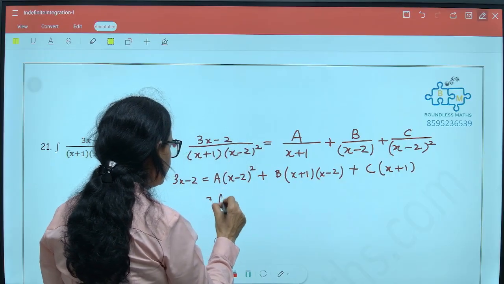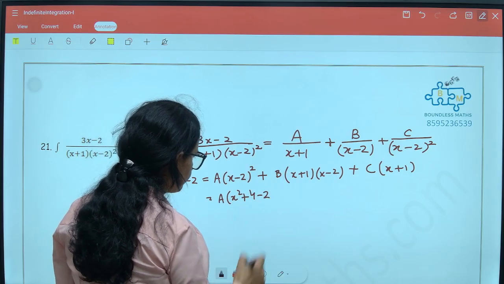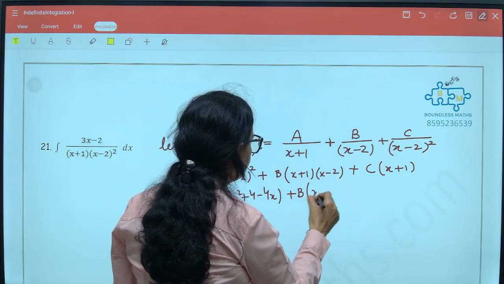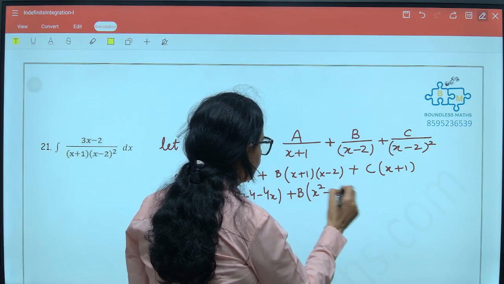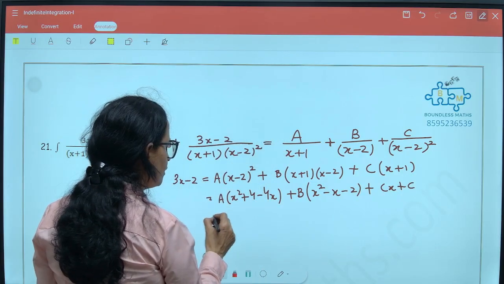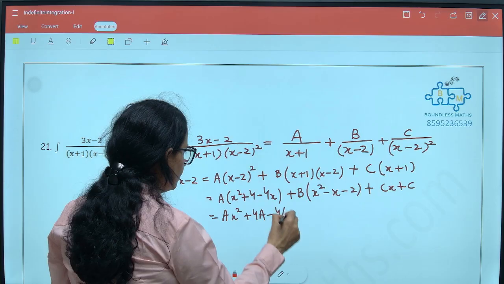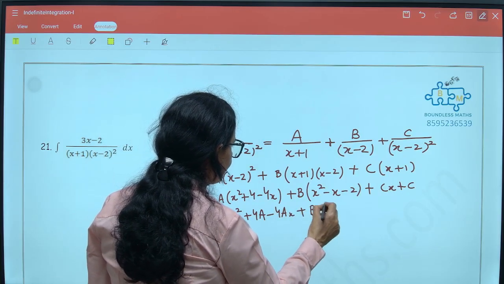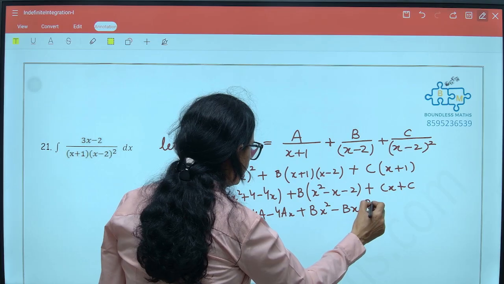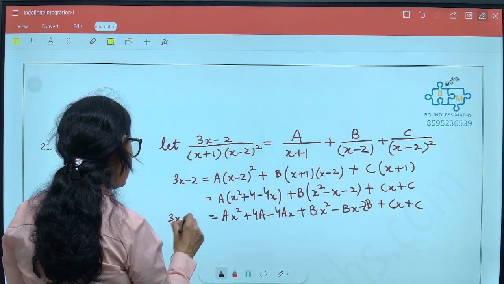Now you just simplify this. A into x minus 2 whole square is a x square plus 4a minus 4ax, plus b, and if you multiply them you get x square minus x minus 2, plus cx plus c. Simplify it further, or you can skip certain steps if you are used to doing it. The intention is just to equate the coefficients of the various terms that you get here. 2b plus cx plus c, and on the left side you have 3x minus 2.